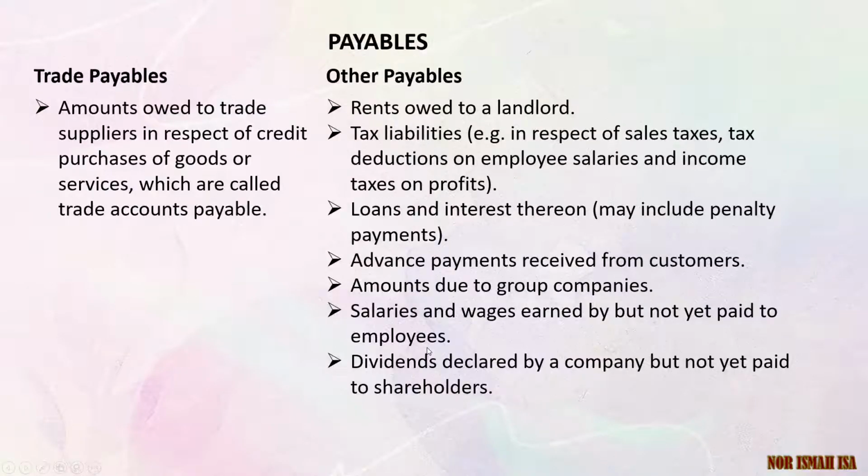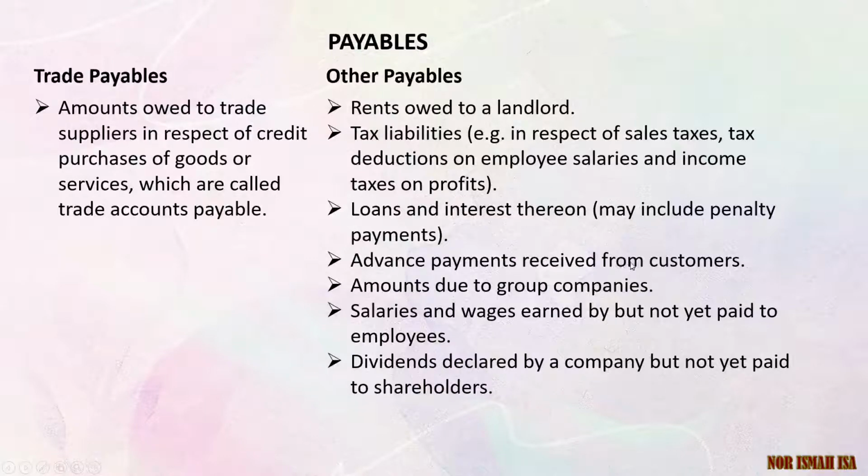Okay, this is payable, same as receivable. For payable, we have trade payable, which is the amount owed to trade suppliers in respect of credit purchases of goods or services, which we call accounts payable, trade accounts payable. And the other payable, same as receivable, but this one is what the business owes to the landlord. We call this rent payable. This is tax that a business needs to pay to the government, so we call that tax payable. This is a loan or interest, and this we call loan payable, interest payable.